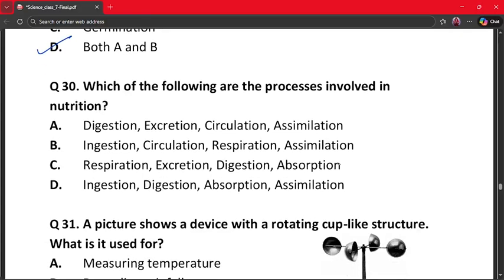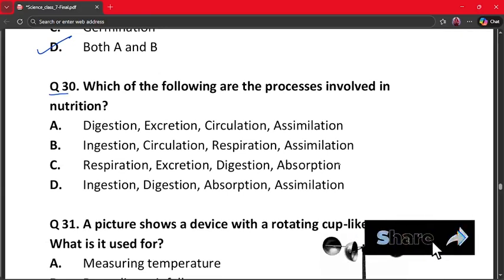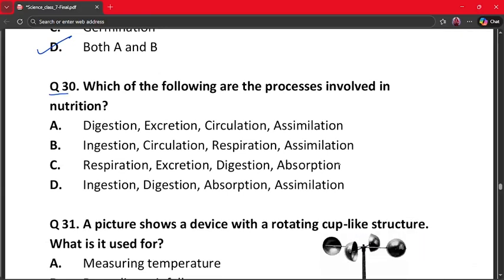The next question is question 30. Which of the following are the processes involved in nutrition? A. Digestion, excretion, circulation, assimilation. B. Ingestion, circulation, respiration, assimilation. C. Respiration, excretion, digestion and absorption. D. Ingestion, digestion, absorption and assimilation.